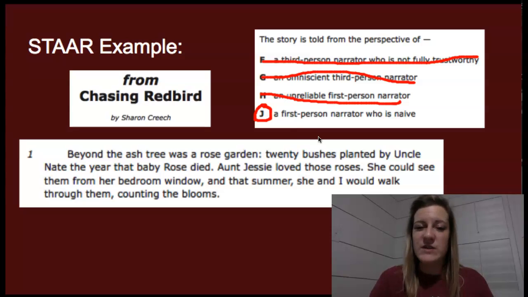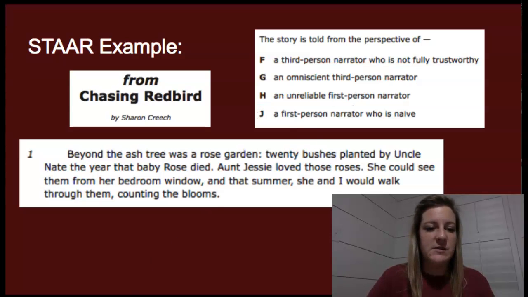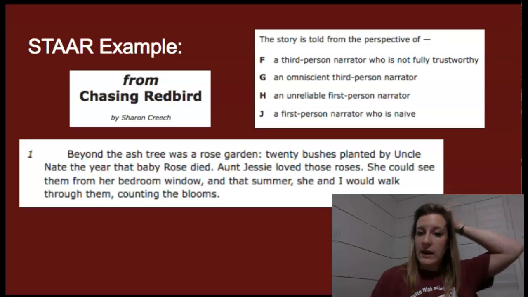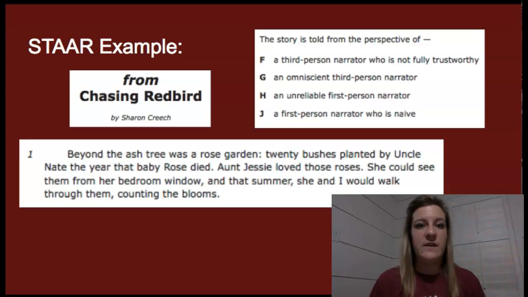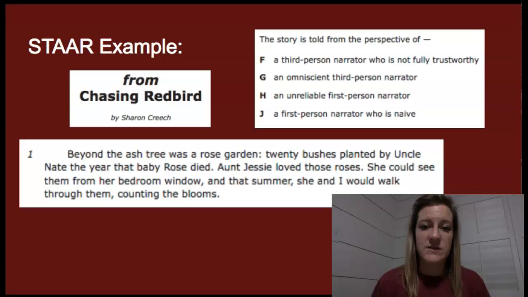So you just have to use process of elimination and be able to read through the story and justify whatever words are in the answer choice. So point of view. If you have any questions, make sure to ask your English teacher or refer back to this video for some help.